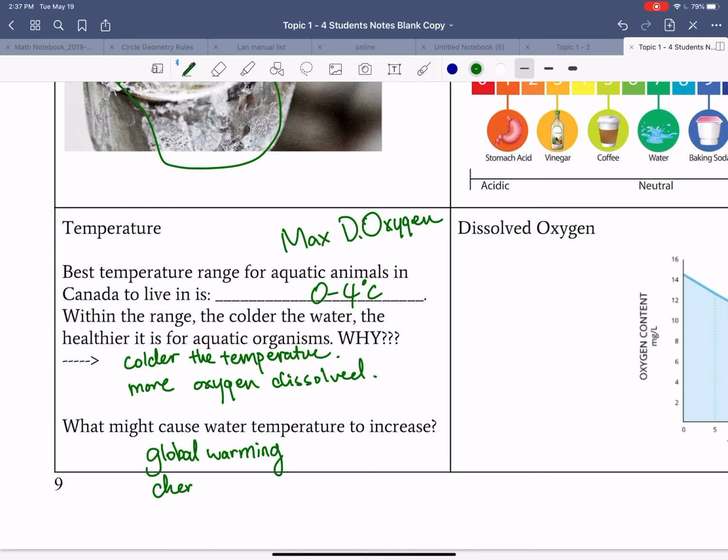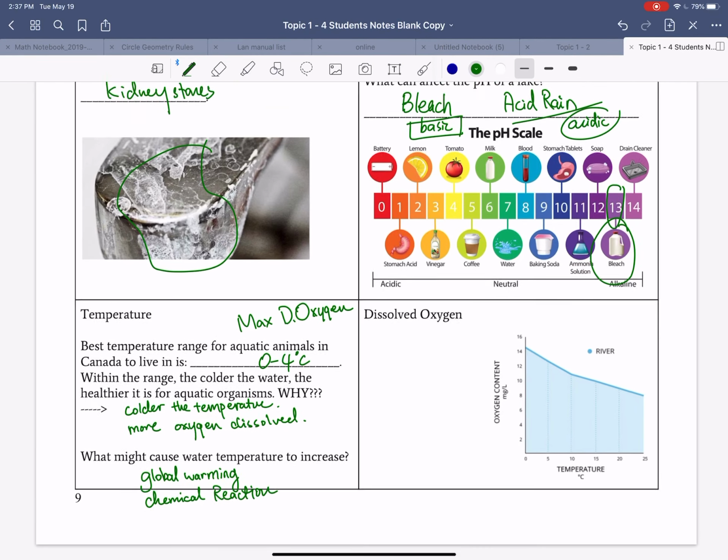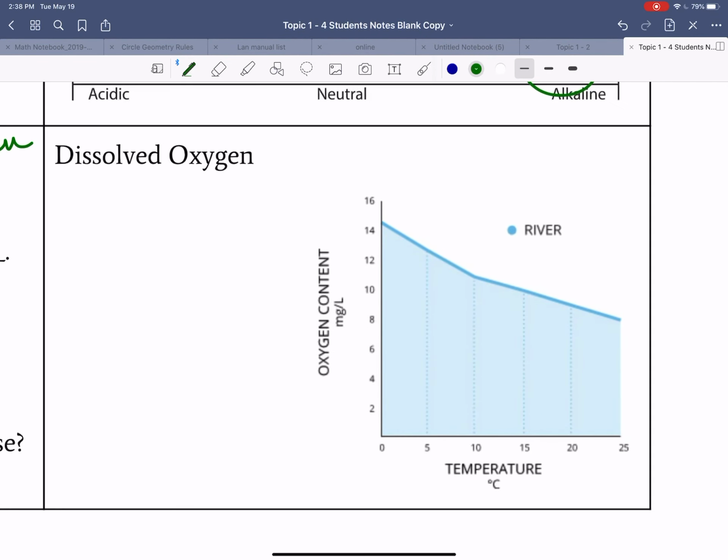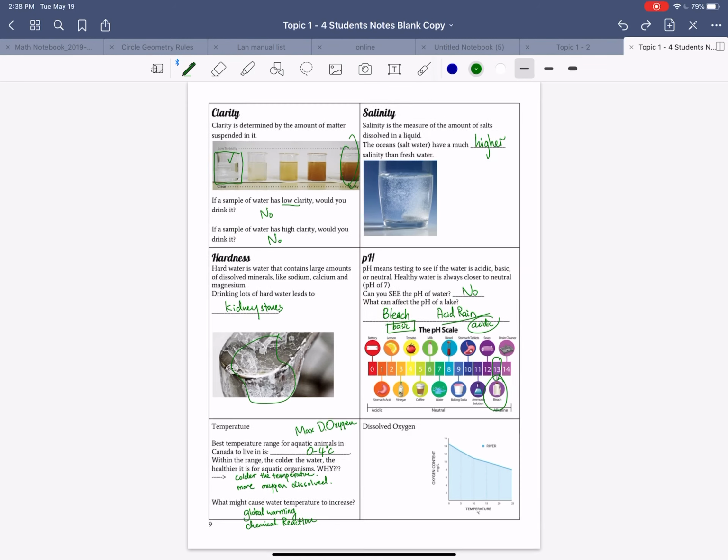Okay, chemical reactions. That means chemicals are dumped inside the water, and the chemicals react with each other and release heat, so they heat up the water, which is a really, really bad situation. Okay. Yeah, dissolved oxygen. You can see that the oxygen is the highest around this temperature range. As the temperature increases, the oxygen content in the water will actually decrease. Okay. So yeah, dissolved oxygen.